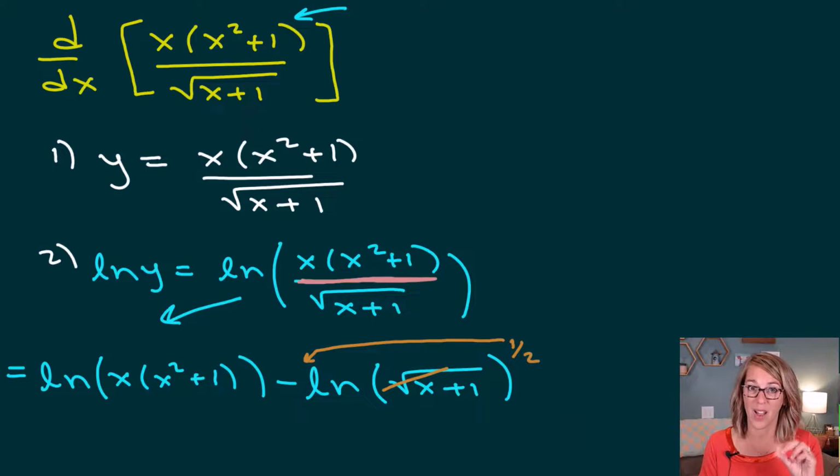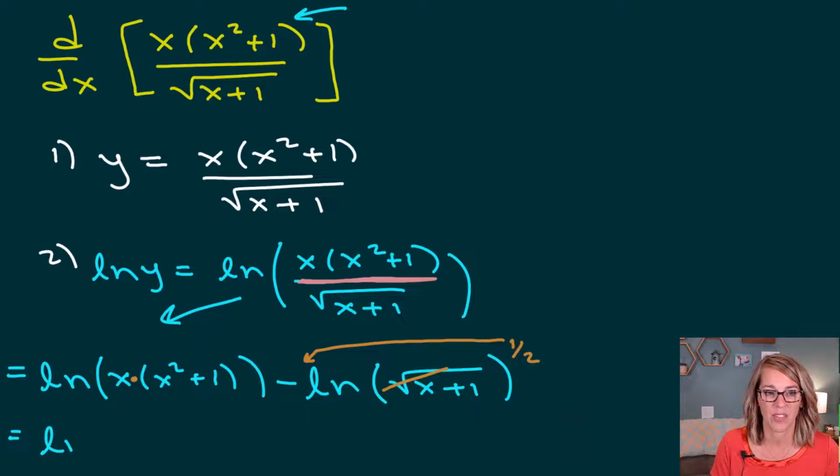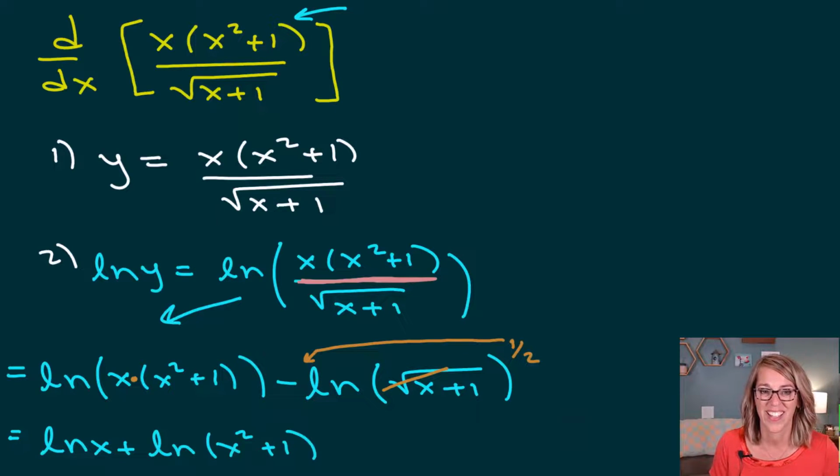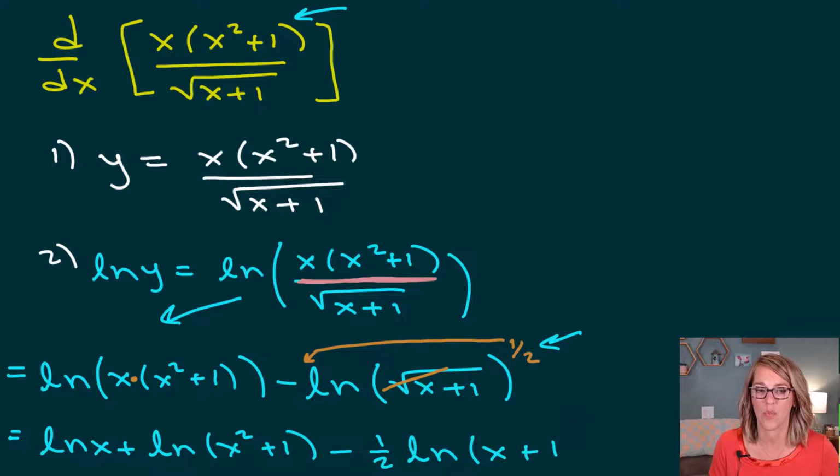Okay, so I've got a couple more properties to apply. I have a product in the first natural log. I can rewrite that one as a sum. So this is going to be the natural log of x plus the natural log of x squared plus 1. I can bring that 1/2 out in front because it's a power, so minus 1/2 natural log of x plus 1. Okay, so I've got everything ready and I'm ready to apply my derivative.